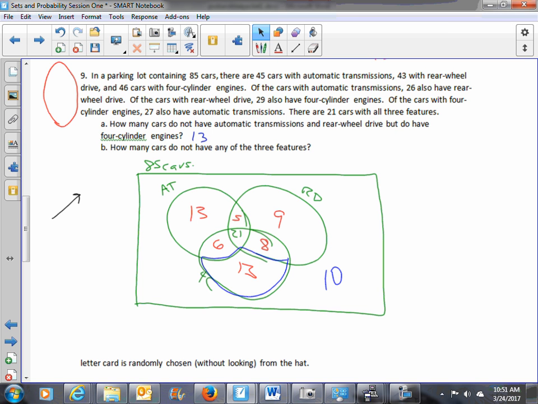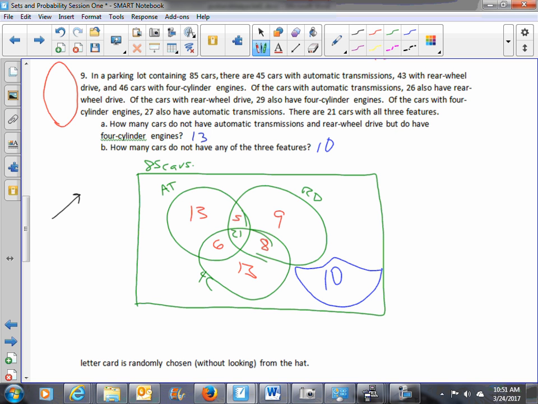And then it says how many cars do not have any of these features. That's the set that's out. That's the cars that are outside all 3 of these, and that would be 10. All right.